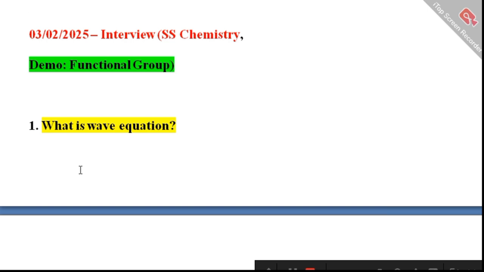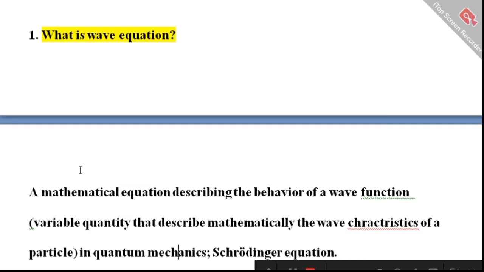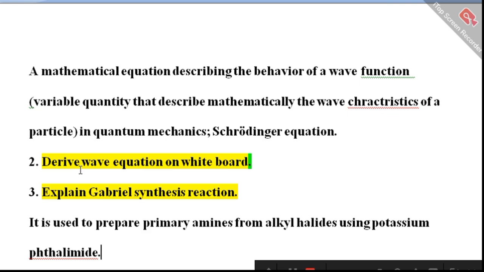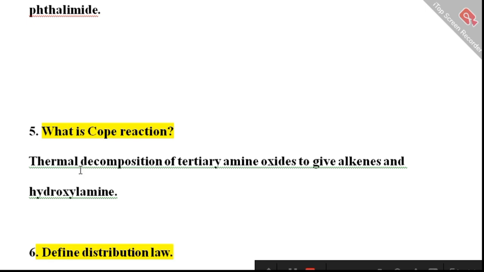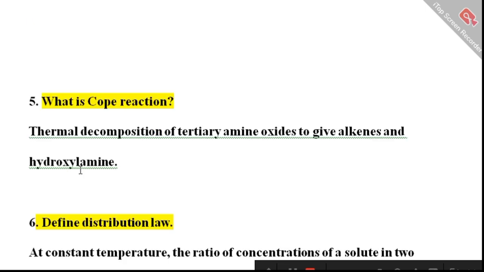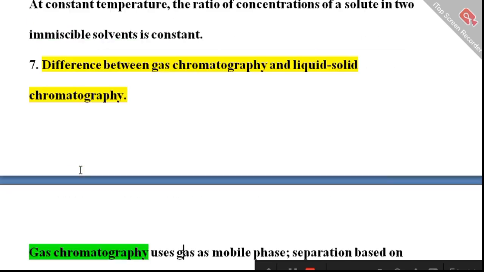It was a demo about functional groups. What is a wave equation? A mathematical equation describing the behavior of a wave function in quantum mechanics. What is the Gabriel synthesis? It is a synthesis of primary amine from alkyl halide using potassium phthalimide. The next question is, what is the Cope reaction? It is the thermal decomposition of tertiary amine oxide to give alkene and hydroxylamine.